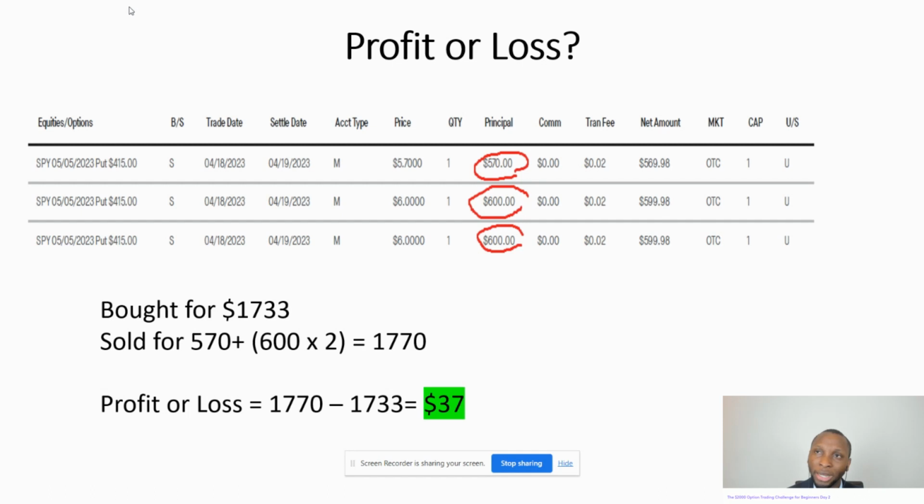Just to give you guys perspective, a 401k gives you about a 5 to 8% return a year on your investment, and right now I got already 2% in a single day of all my investment. 2% in a single day.